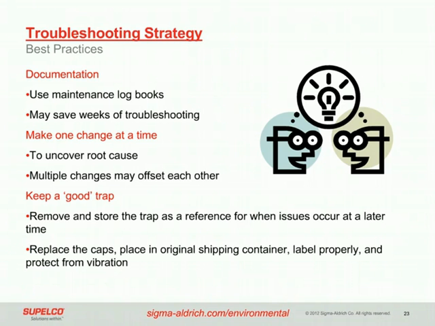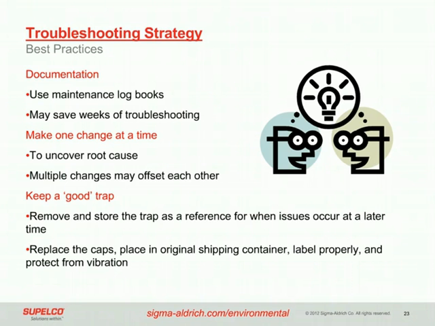Secondly is to make only one change at a time. This will really allow you to uncover the root cause of the problem. And secondly, if you make 2 changes, the problem may not have fixed because the changes may have offset each other. One might have fixed it, one might have made it worse. You make it both at the same time, it looks like nothing happened, and really it might have. So again, one change at a time is really key.